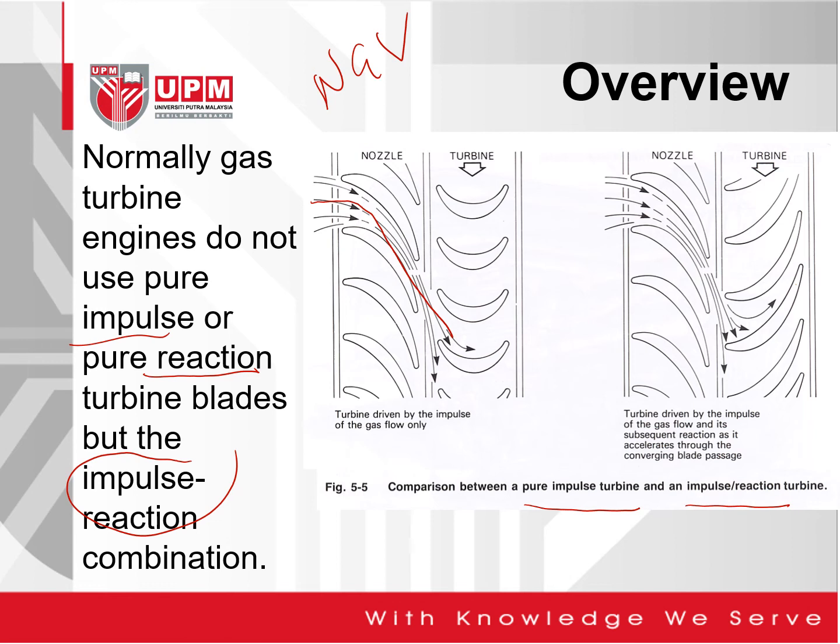Whereas for the other type, the turbine is driven by the impulse of the gas flow and its subsequent reaction as it accelerates through the converging blade passage. So a combination of the impulse and reaction turbine is being highlighted here. So you have the impulse as well as the reaction of the turbine.